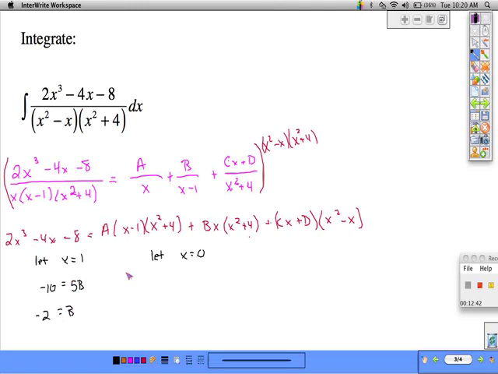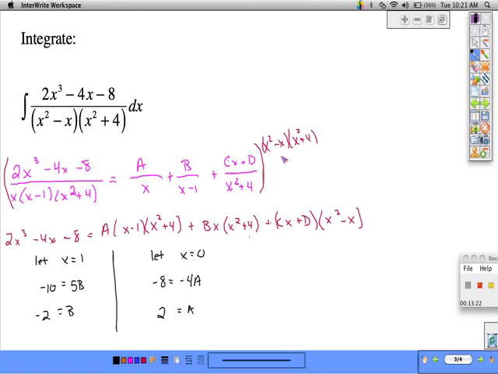When I let x equal 0, what I'm left with is negative 8 equals, the B and the Cx plus D term go away, and negative 8 equals negative 4A. So A has to be 2. And now I'm stuck. There are no other values of x that I can plug in that make factors go away. I still need to know what C and D are.